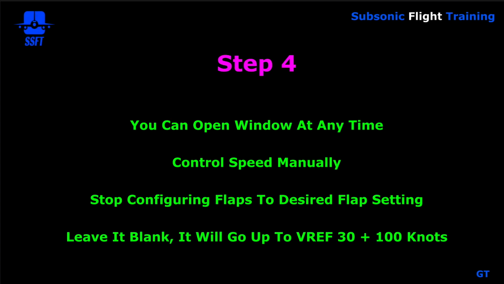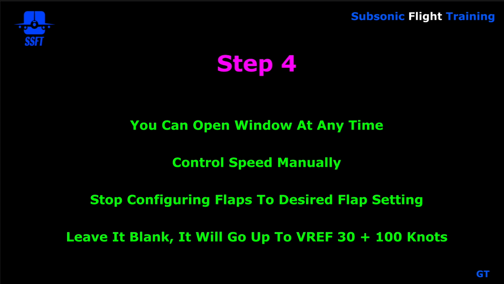Now, if you're using VNAV, you can open the window. You can reach up and push the indicated airspeed Mach selector. You can open the window, and then you're telling the computer that you want to control the speed manually. And then, of course, you can control the speed to whatever you want to. You can stop configuring the flaps to the desired flap setting. You don't have to go flaps up.